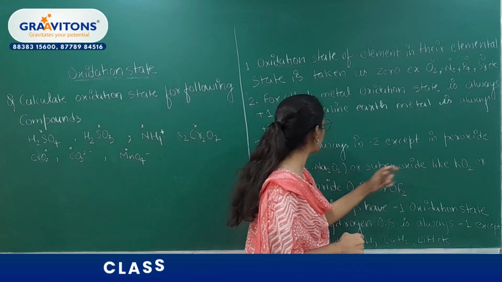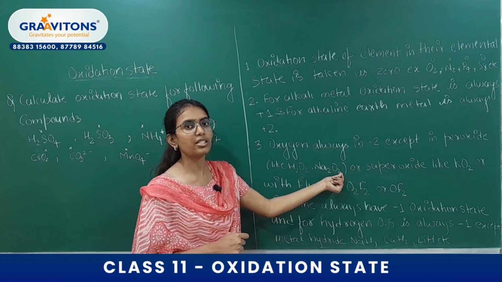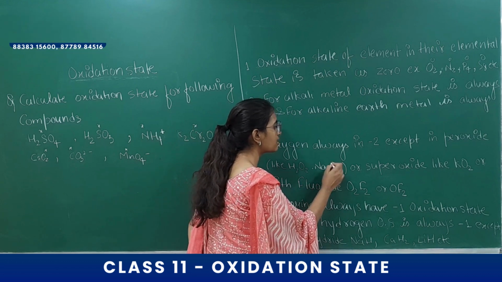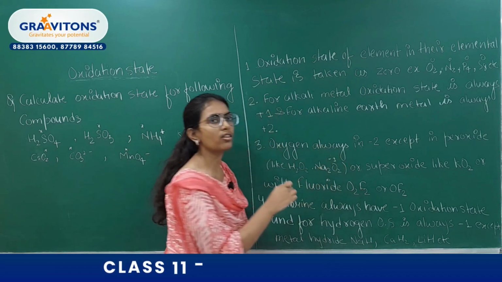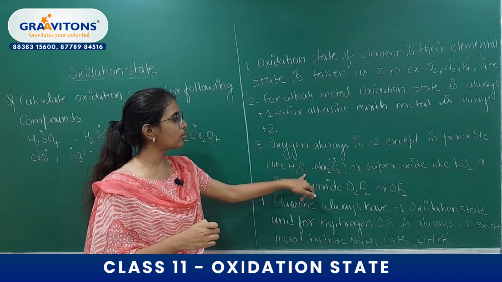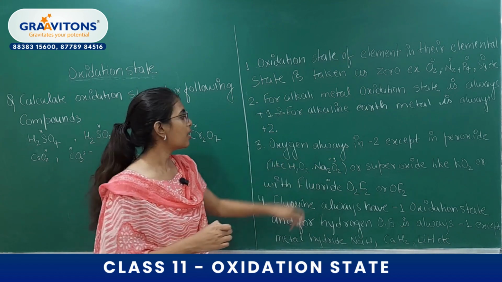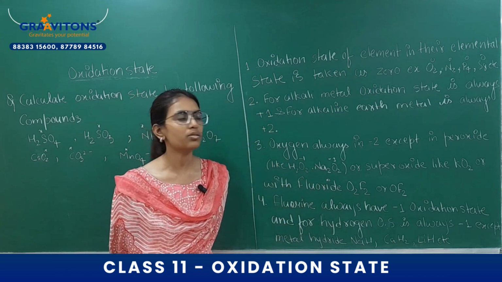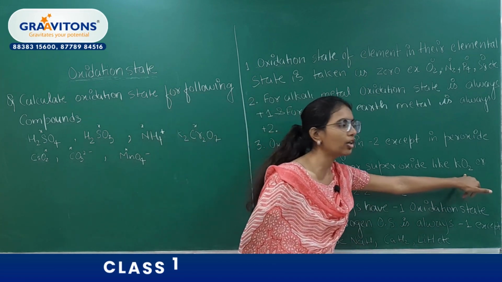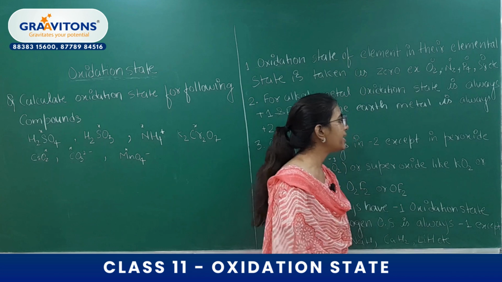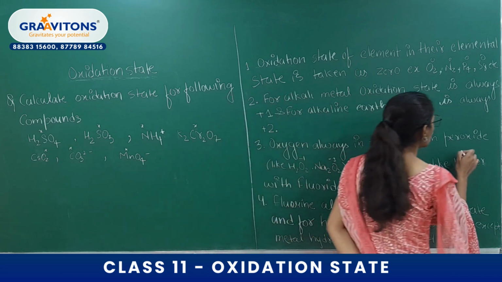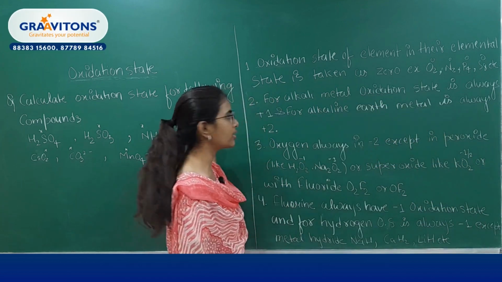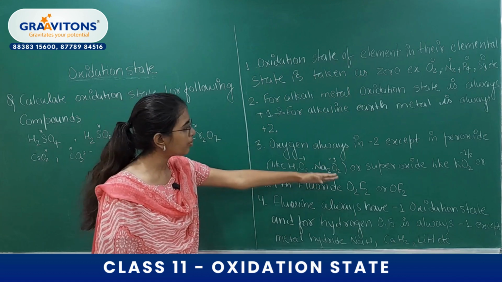You can check in this compound Na2O2. It is called a peroxide compound. So in this case, the oxidation state of oxygen is -1. In H2O2 also, the oxidation state of oxygen is -1. In peroxide compounds, oxygen comes as -1. In superoxides like KO2, oxygen comes as -1/2. Here the oxidation state of oxygen is -1/2. We will see with the examples how I am writing -1/2 and how I am writing -1.